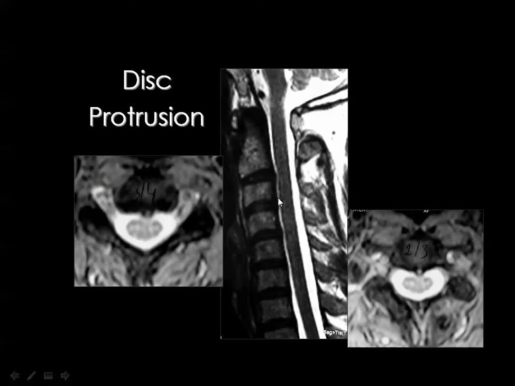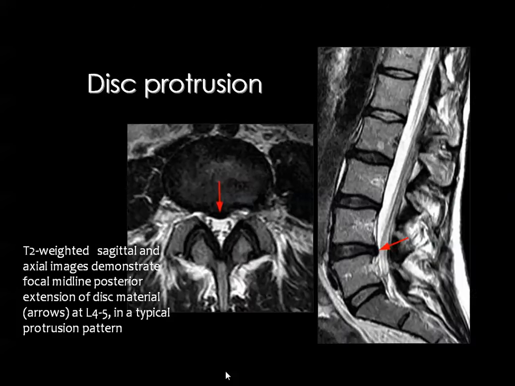Then look at this disc at C2-3 and C3-4. There is minimal extension inside the spinal canal, and in the axial image you can see, actually, with time you don't need to measure the disc, but you can appreciate if this is protrusion or herniation. Then disc protrusion is a focal lesion that usually does not exceed 2 millimeters in height.